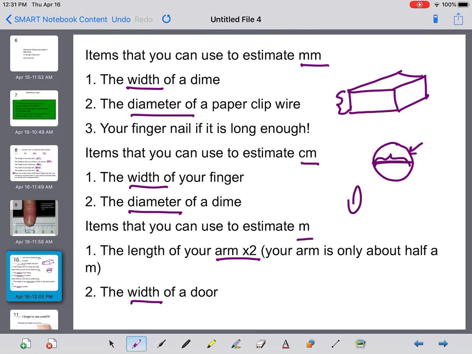So on a paper clip, here's my paper clip, and this is the wire, the diameter would just be that little bit right there. Going back to our rectangular prism, we have width here. This one here would be the length, because the length is the longest part. And then going backwards, we would have the depth. So you'll probably see the words width and length and diameter a fair amount during this unit.